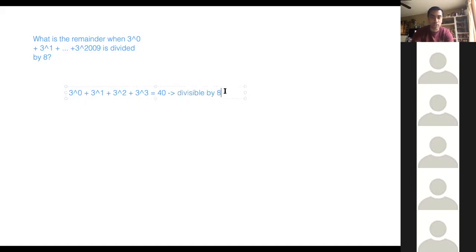Good. Yeah. So this works. So you can kind of group things into 4, and you see that 4 of them are divisible by 8. So another way you can also look at it is, let's try to look for a pattern. So what is 3 to the power 0? When I divide it by 8, what is the remainder? 1. Yep. What about 3 to the 1? 3. Good.